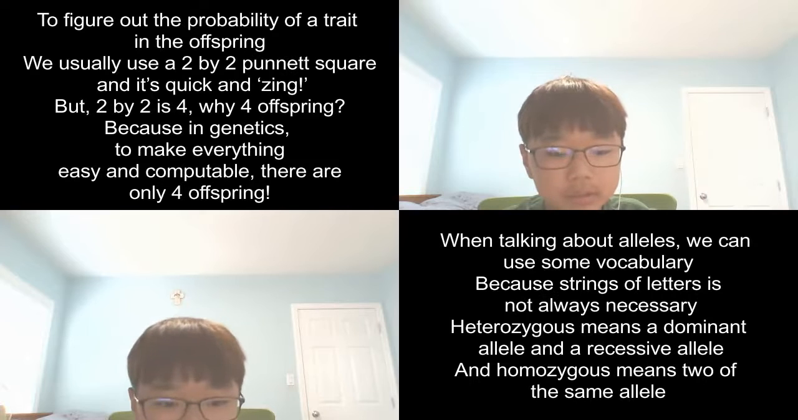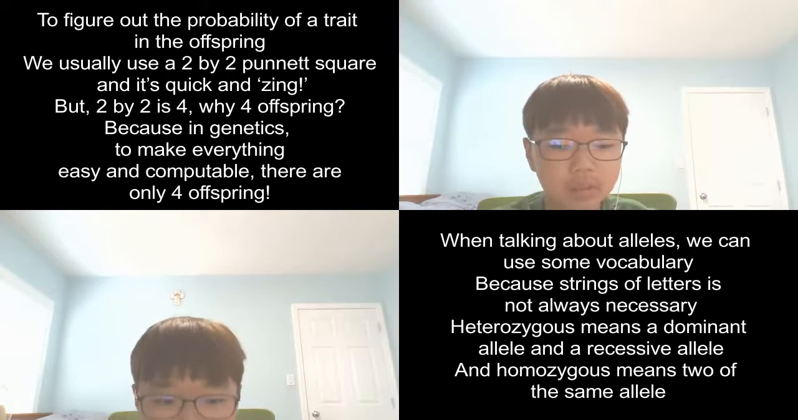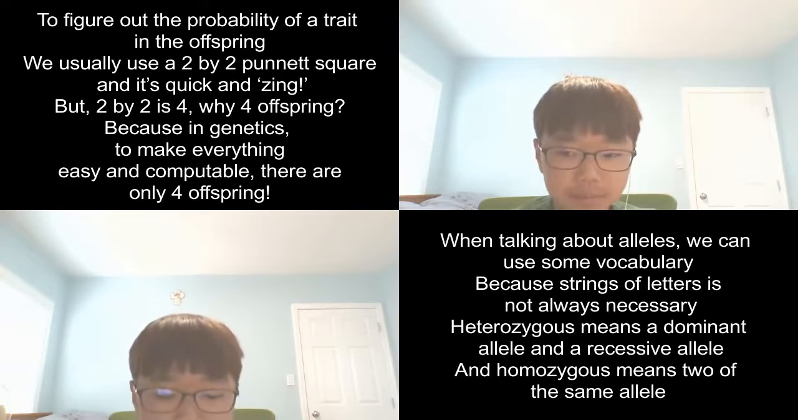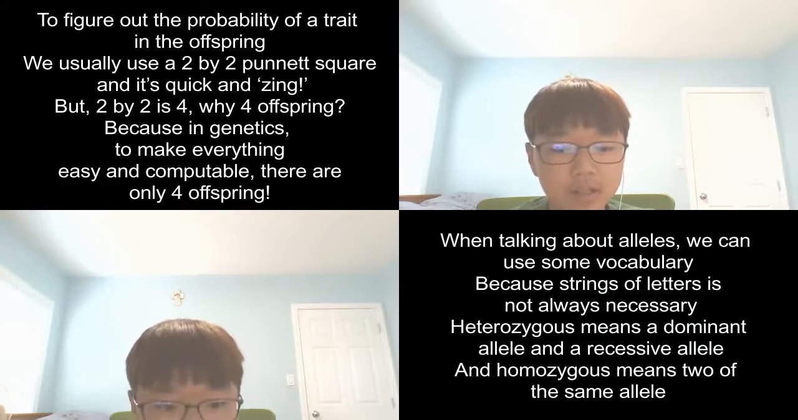But when two recessive alleles are present, the recessive trait will show up and have some fun. To figure out the probability of a trait in the offspring, we usually use a 2x2 Punnett square, and it's quick, but 2x2 is 4 offspring. In genetics, to make everything easy and computable, there are only 4 offspring. And talking about alleles, we can use some vocabulary because strings of letters are not always necessary.